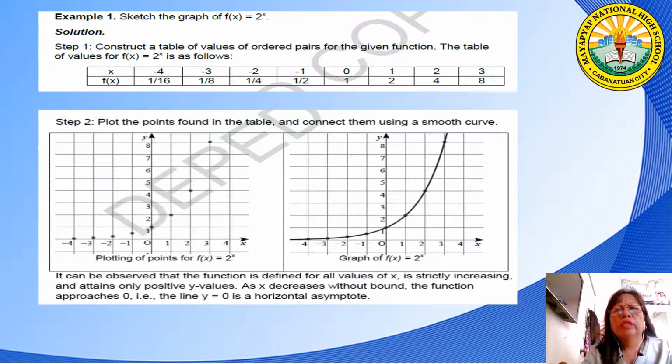And then, when you connect them using a smooth curve, it can be observed that the function is defined for all values of x, is strictly increasing, and attains only positive y values. As x decreases without bound, the function approaches 0. That is, the line y equals 0 is a horizontal asymptote. So as x increases, y also increases, in the form of f(x) equals 2^x.